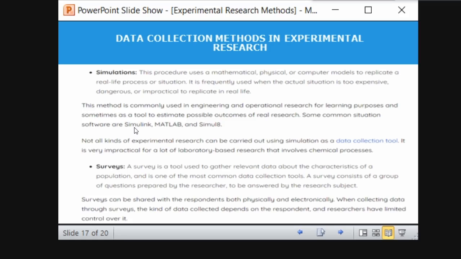So a simulation experiment is very essential in certain cases, especially when the actual situation is expensive, or the actual situation may lead to some disaster.